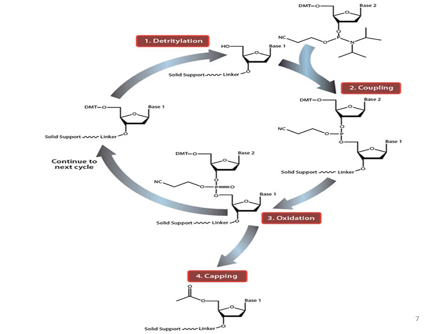Next is the oxidation step. The unstable phosphite triester is converted to a stable phosphate triester, which allows the next cycle to proceed to step 1. So here we can see that the unstable triester bond is converted to a phosphate triester bond in the oxidation process. This product will go for further addition and the cycle will repeat again for the addition of another nucleotide in the chain.